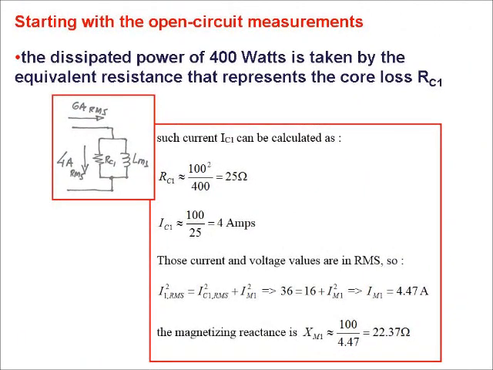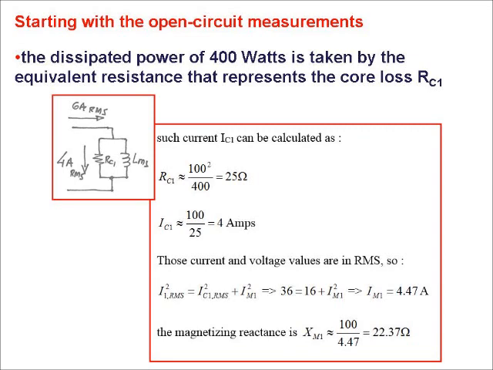So on the next slide, you see that we can start with the open circuit measurements. The dissipated power of 400 watts is taken by the equivalent resistance representing the core loss, RC1. So RC1 would be 100 volts squared divided by 400 watts, which is 25 ohms. So we can calculate IC1. IC1 is the 100 volts applied there, divided by the 25 that you just calculated, 4 amps.